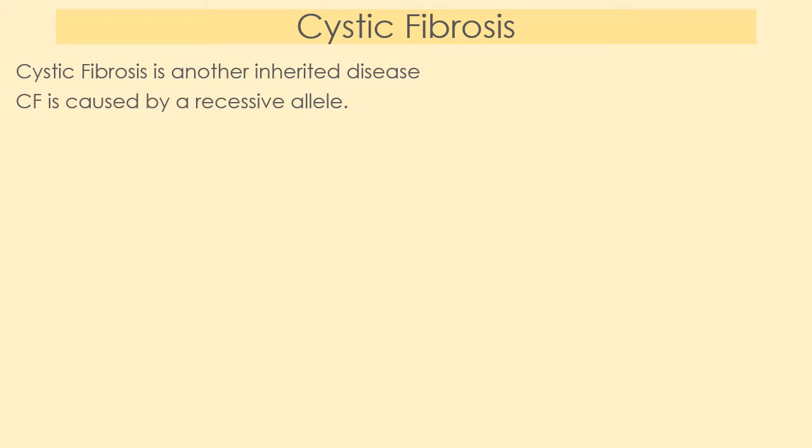It's caused by, this time, a recessive allele. So recessive allele means you need both alleles to be CF. You need both of them to have CF. Otherwise, you are what we call a carrier. You carry the gene, but you're not affected by it.